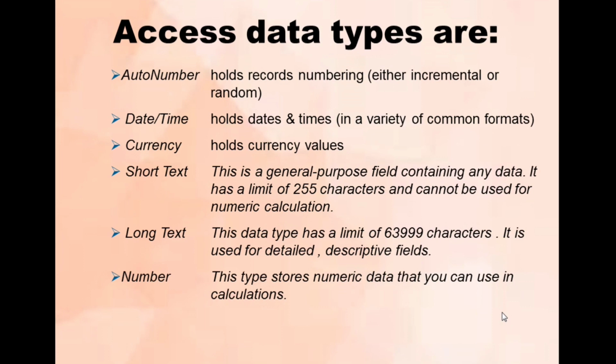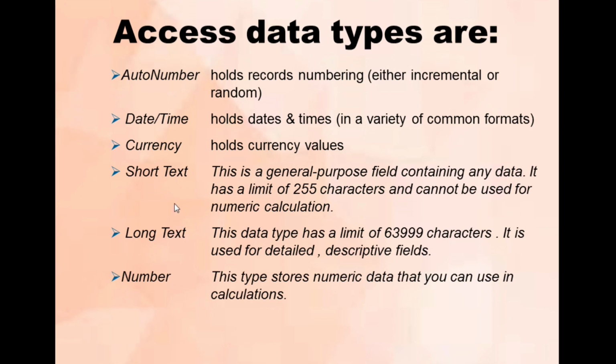So these are the Access data types. The first is auto number, that holds record numbering, either incremental or random. So it stores a unique sequential number for each record. Second is date and time, that holds dates and times in a variety of common formats. This type only stores numbers representing valid dates and times. Third is currency. It stores currency data that you can use in calculation.